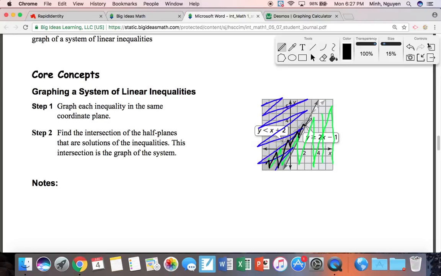So when you do this, I shaded all three just to show you what's happening. But when you shade it, the solution is just the overlap. You will not have to shade three different sections. Or if you do, you can make it lighter gray shading, and then when it comes to the overlap, you'll just do it darker.